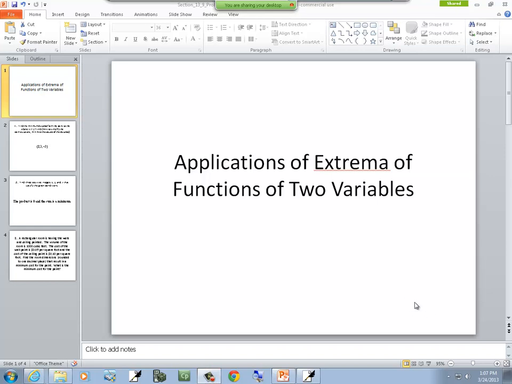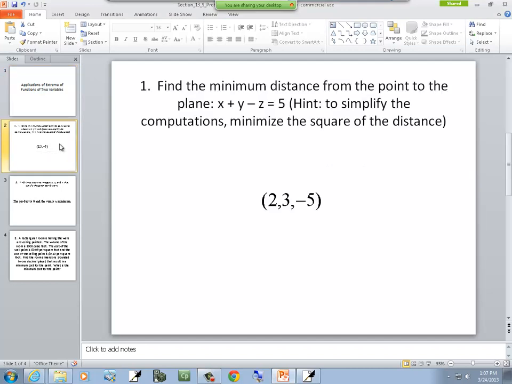This is applications of extrema of functions of two variables. So it combines what we've seen already with extrema with word problems. Let's take a look at our first problem here.